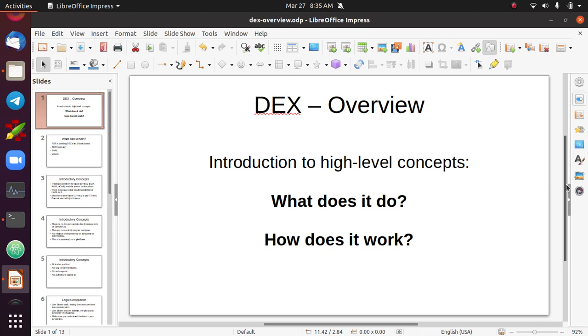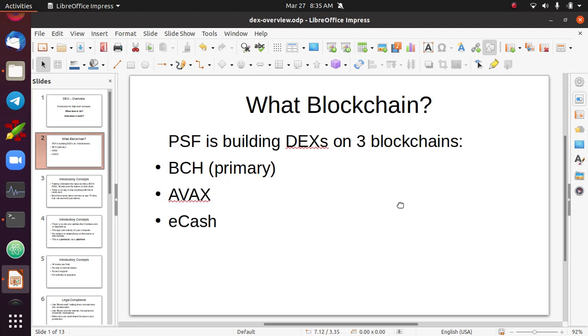Bitcoin Cash has no decentralized exchanges. They do on the Smart BCH sidechain, but this will be the first decentralized exchange on the Bitcoin Cash mainnet. But also we're building on other blockchains.